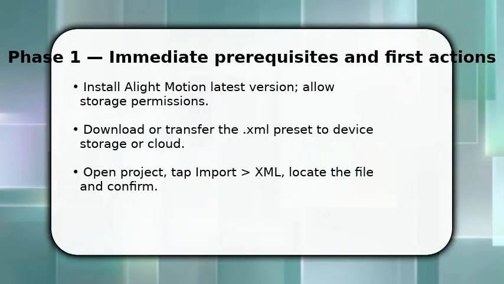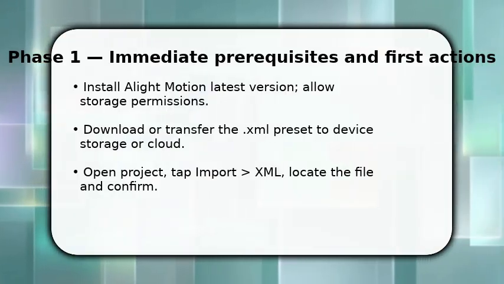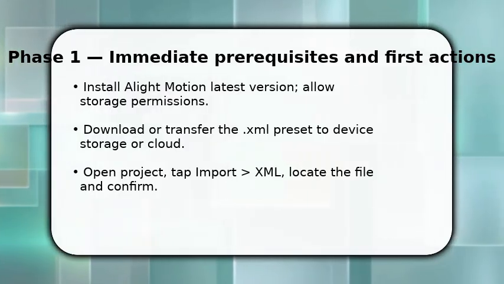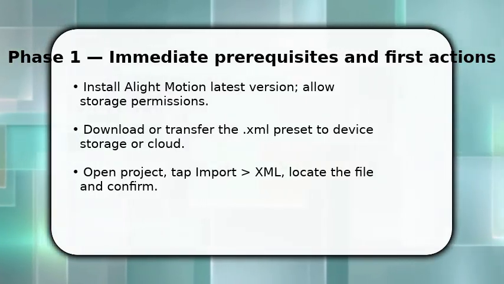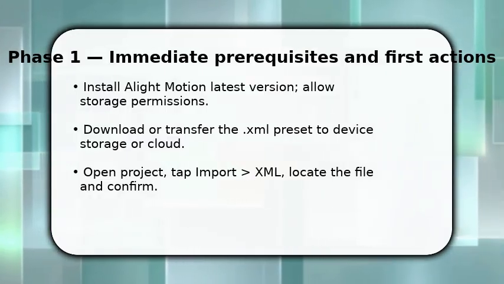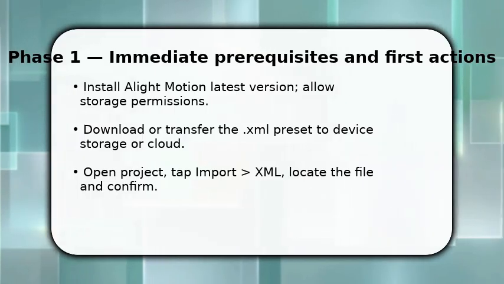You start by preparing the preset file and app. Install Alight Motion and grant storage access so imports work. Next, move the XML into a known folder or cloud drive. This prevents import errors. Now open a new project and use Import XML to locate the file.